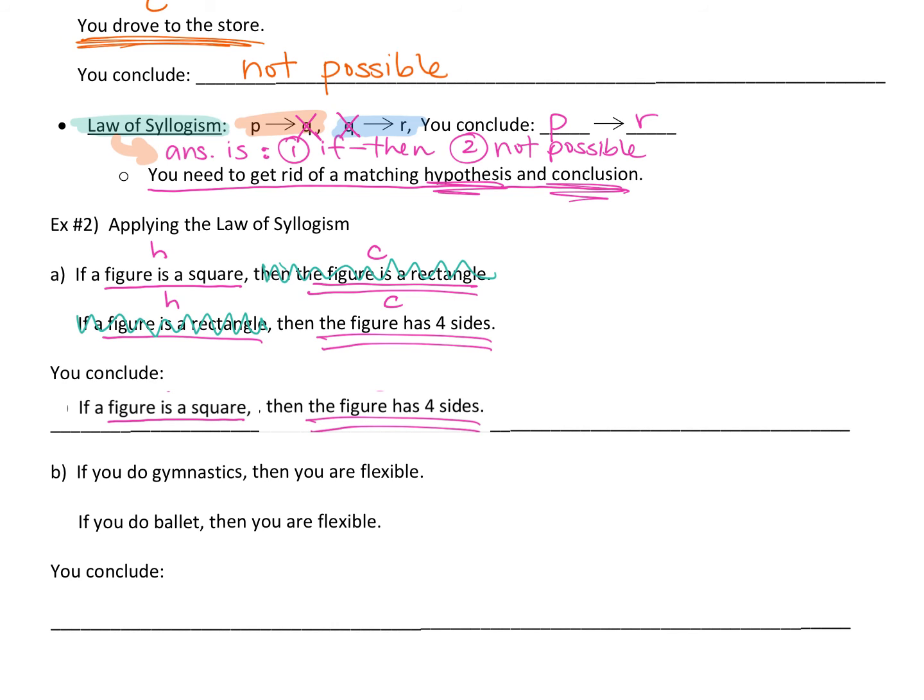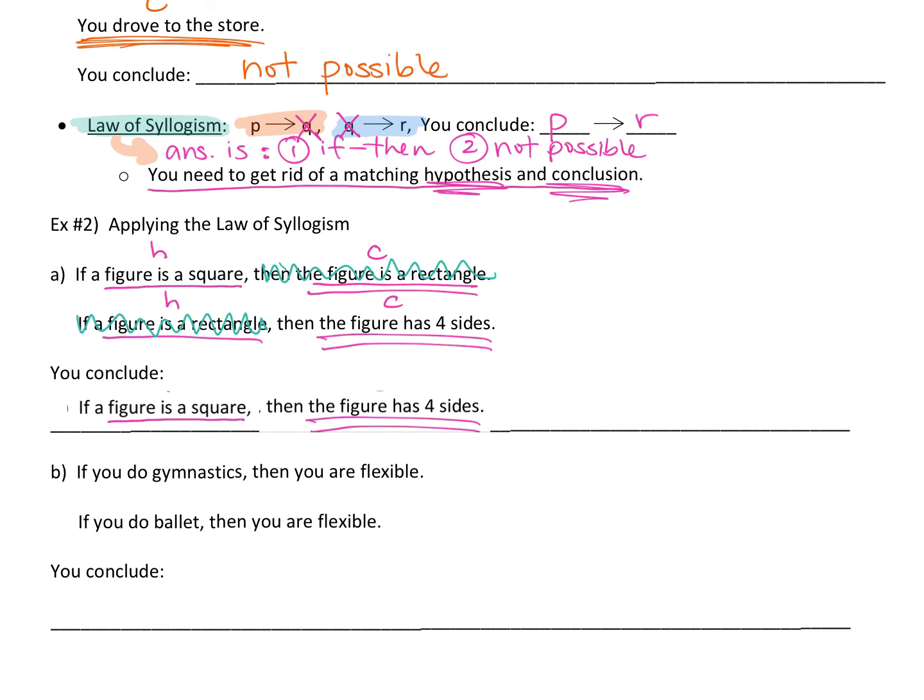True statement. Yes, sir. It says if a figure is a square, then the figure is a rectangle. Is it supposed to be false, or is that? No, that's true. If a figure is a square, it will be a rectangle. A definition of a rectangle is that it has 4 right angles. Does a square have 4 right angles?